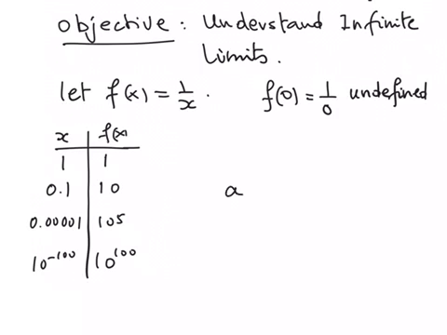As we can see, as x approaches 0 from the right, or by values greater than 0, f(x) increases without bound. This is written as follows. We will say that the limit of f(x) as x approaches 0 from the right is equal to plus infinity. Plus infinity here is a symbol meaning that there is no bound to the value of the function.